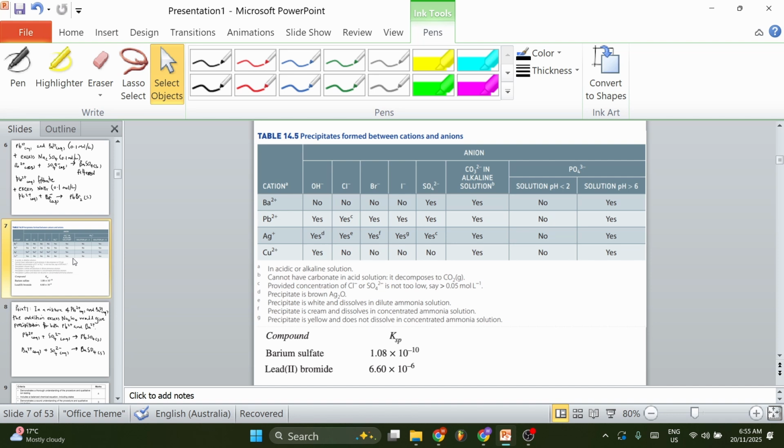In the case of lead-2 plus and barium 2 plus, in the presence of sodium bromide, the theory says that barium bromide is soluble. So barium bromide is aqueous. It will stay in the filtrate. In the case of lead-2 plus, lead bromide gives you a precipitate, and henceforth, if we were to distinguish between the two, then it's now more clear cut.